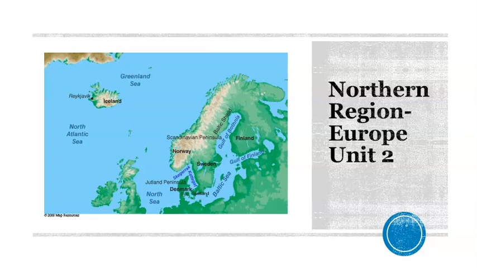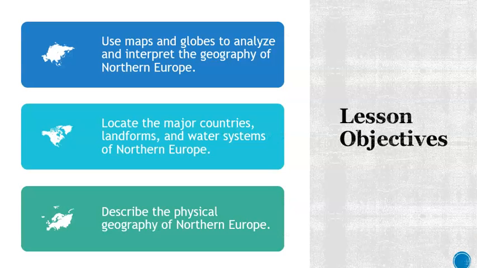Hi everyone, today we're going to be learning about the northern region of Europe. The lesson objectives for today are to use maps and globes to analyze and interpret the geography of North Europe, to locate the major countries, landforms, and water systems of Northern Europe, and to describe the physical geography of Northern Europe.